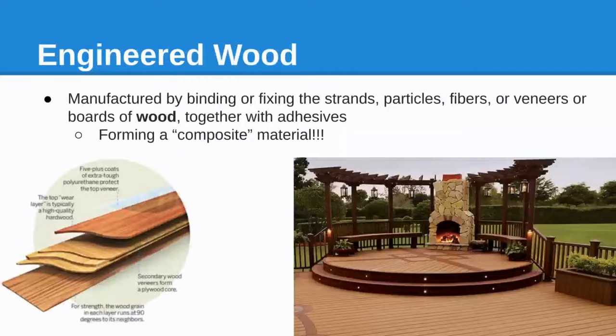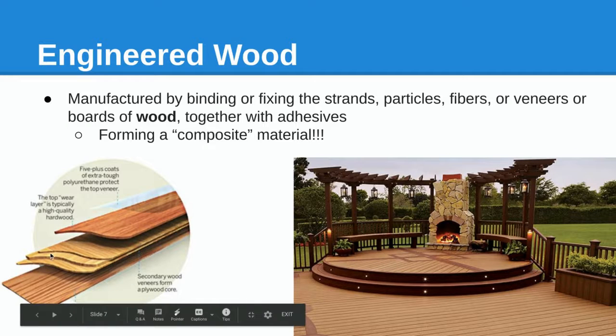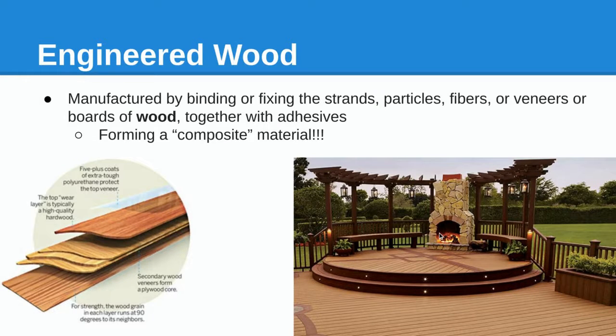Engineered wood. I'll show you 2 examples here. Manufactured by binding or fixing the strands, particles, fibers, or veneers of boards or wood together with adhesives, forming a composite material. So we're talking about veneers. We're talking about these thin layers of wood put together, and there's lots of adhesives included in there, which makes it a composite. Or if we look at something like the Trex decking or other companies that make similar products, it really is plastic and sawdust put together.